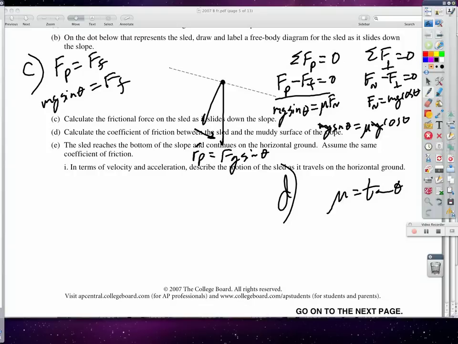Then for E, any questions on anything through D? And you'll notice I'm moving around, so if you have questions, you've got to say something. Okay.